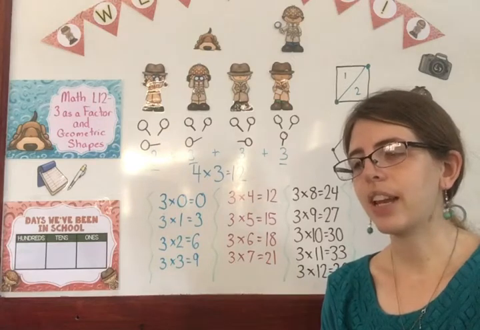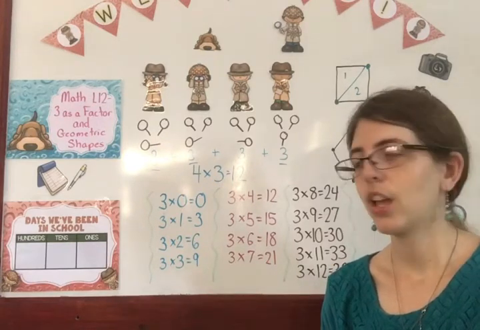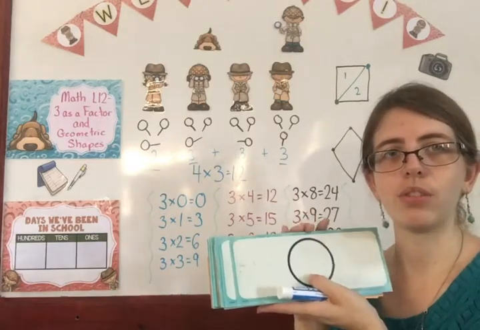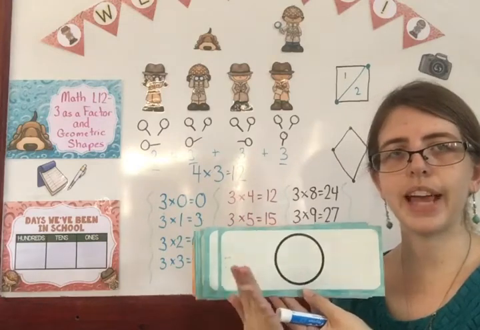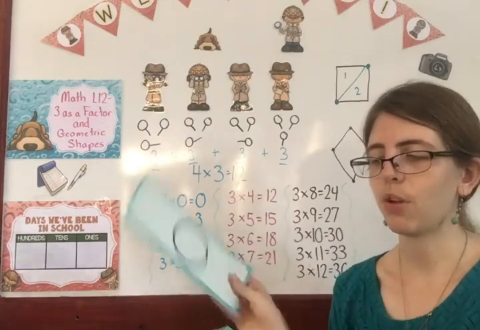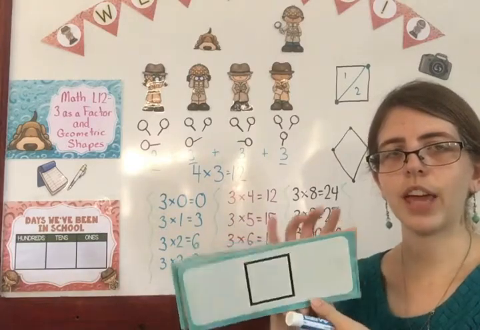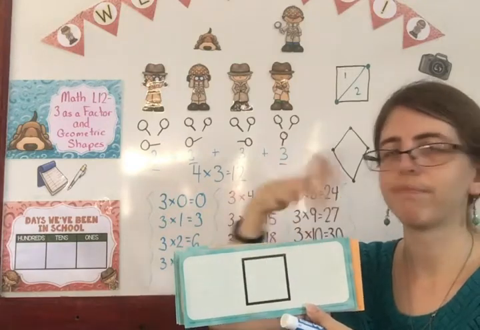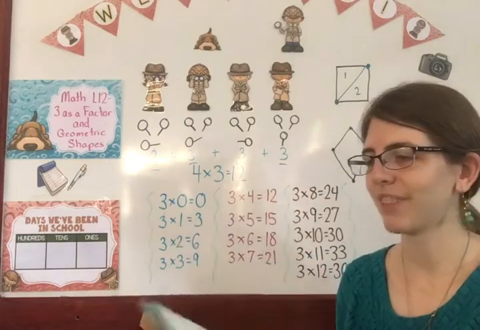And number 7 says circle the shapes that have at least 1 right angle. So look at the shapes. For example, if you have a circle, do you see any angles in here where 2 sides meet? Nope, so no right angles. How about the square? Okay, we have where 2 sides meet. Do they go straight up and straight over? Yes, they do. So you have a right angle and you can circle it.